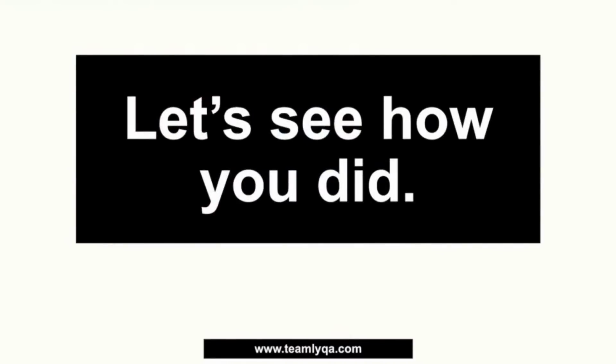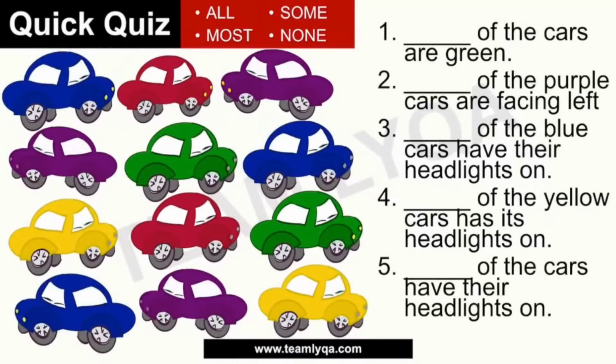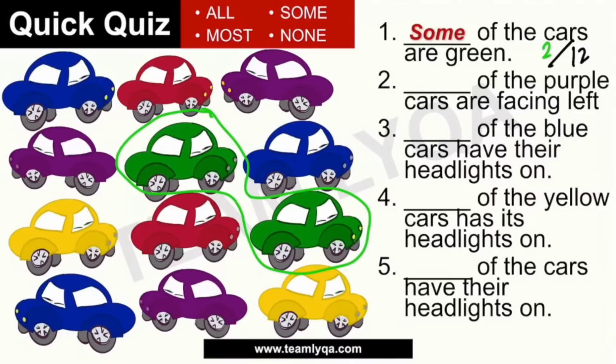Alright, let's see how you did. So, ito yung ating questions. Yung una, sabi niya, blank of the cars are green. Again, magbibilang tayo dito. Ang meron tayong total na kotse dito sa ating parking lot ay 12. Okay, so 12 cars ang total. Tapos, ilan ang green? Ang green natin na kotse ay 1 and 2. So, we have 2 cars na green. 2 out of 12. Mas marami ang hindi green kaysa sa green. Kaya ang gagamitin natin ay some. Some of the cars are green.